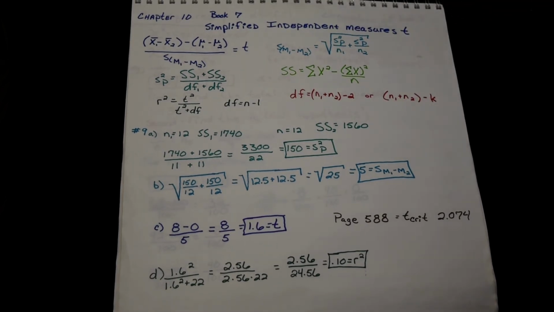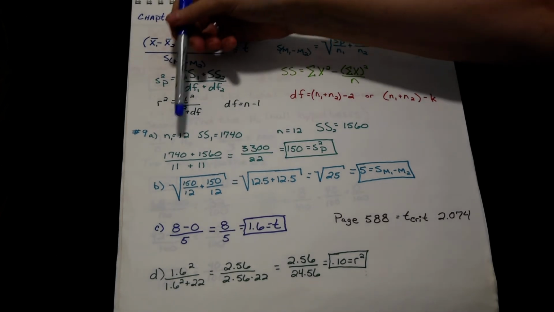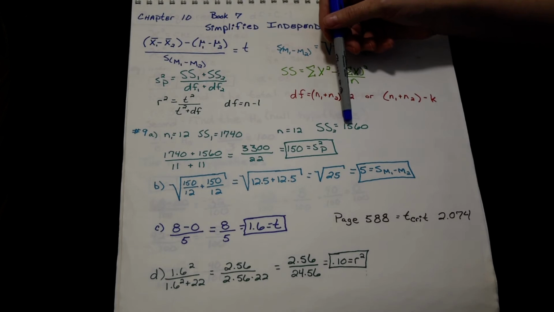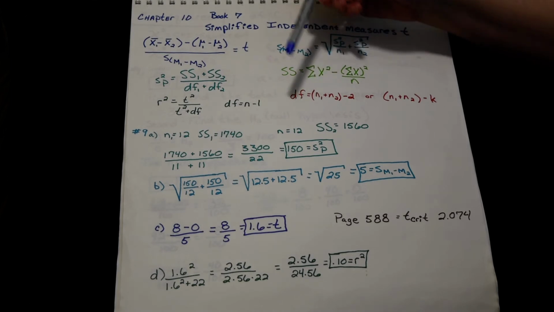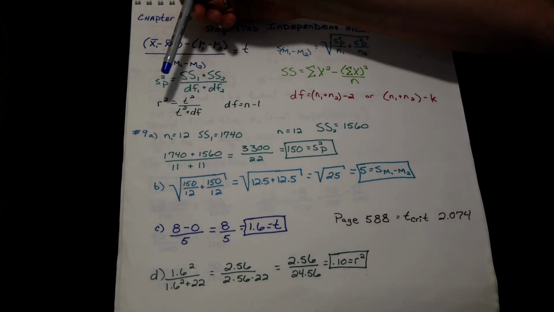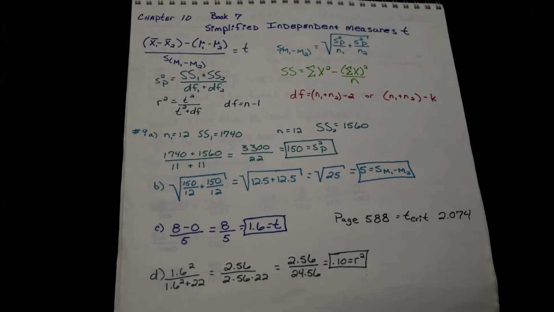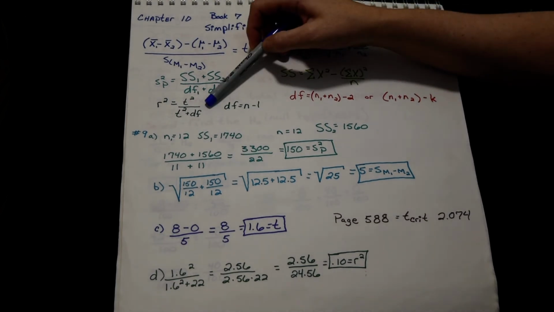Now, we don't have the numbers listed here, but our number of treatments here are 2. And our N is 12, and our SS is 1740, and our N is 12, and our SS is 1560. SS is just the sum of the squared deviations. This here is your R squared. Your R squared is the percentage of variance accounted for by treatment.